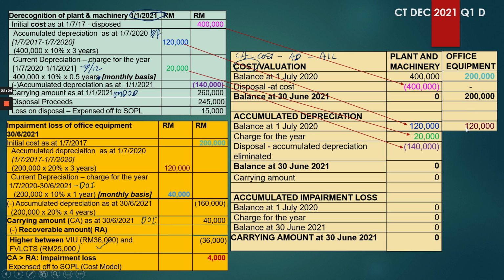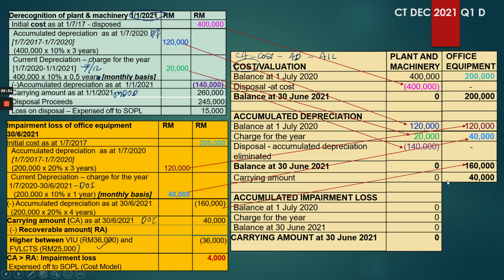And then the balance at the beginning of the year, 1st July, was 120,000. This is from here, from the workings. And then the second one is the charge for the year, which is the current depreciation, 40,000. So now you have the one at the end of the year. The accumulated depreciation was 160,000, so therefore this 40,000 is the carrying amount, since you have already removed the 160,000 from the cost. Next is to include the accumulated impairment loss information.